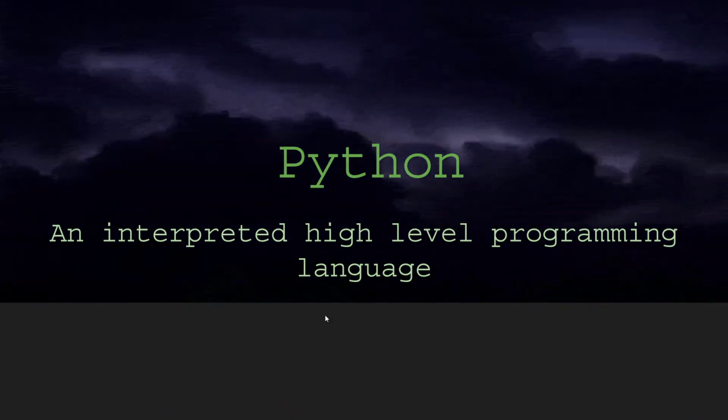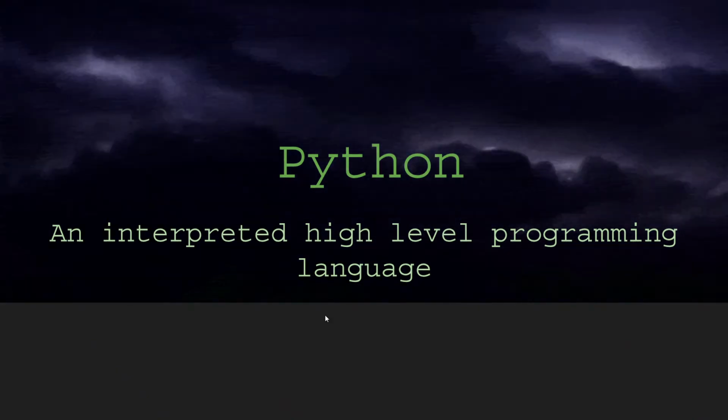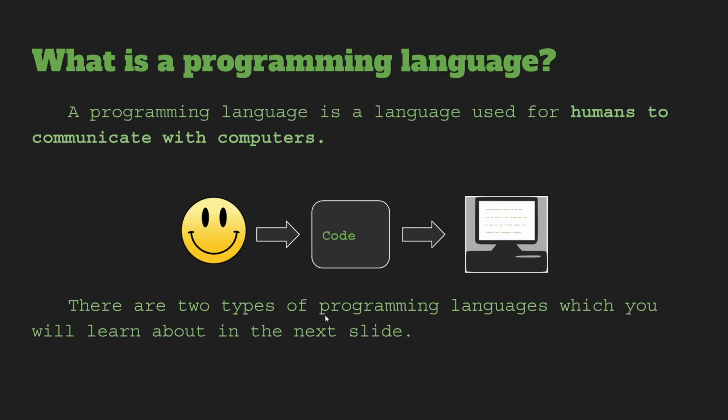Python, an interpreted high-level programming language. What is a programming language? A programming language is a language used for humans to communicate with computers. This is the human. This is the code he or she writes, and this is the output. There are two types of programming languages, which we'll learn about in the next slide.